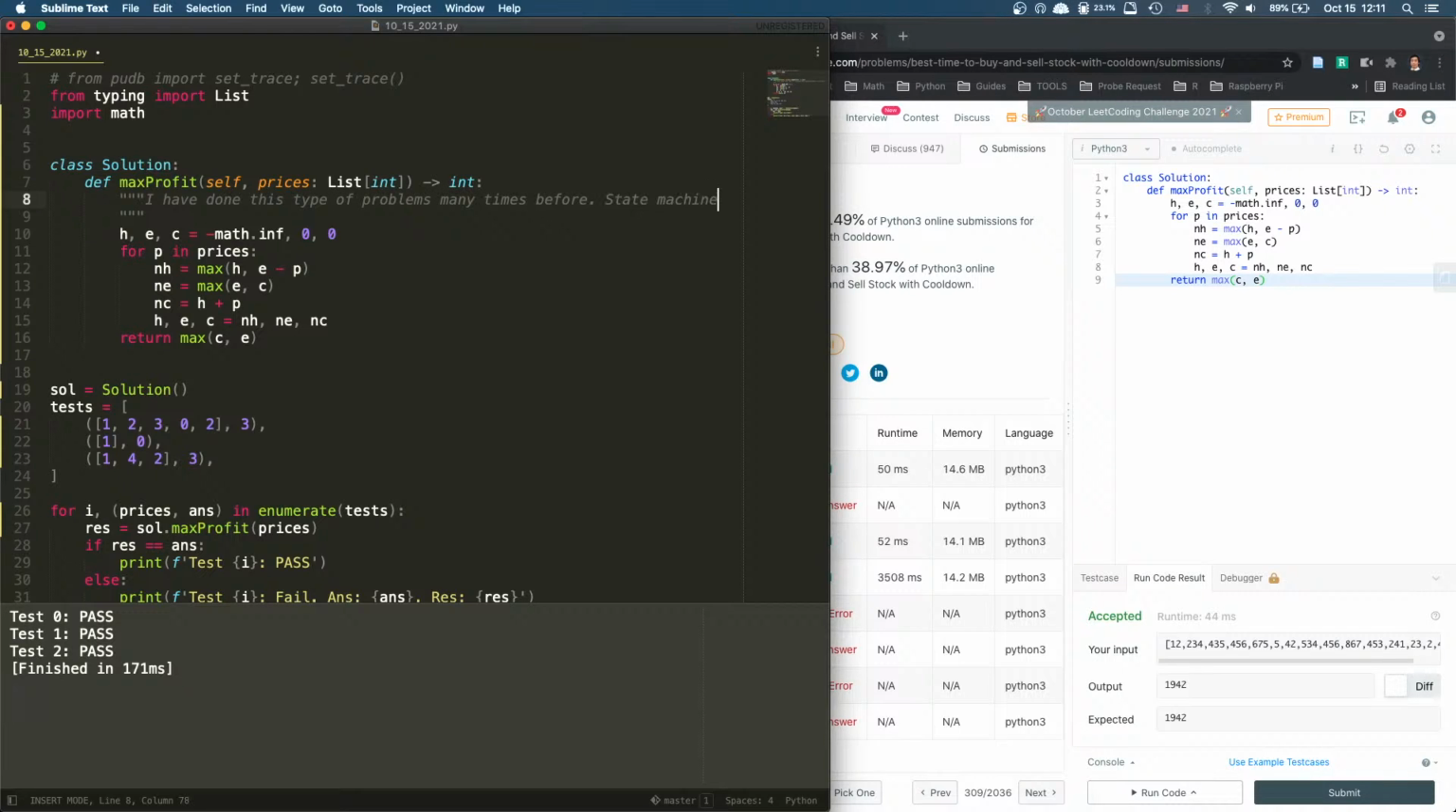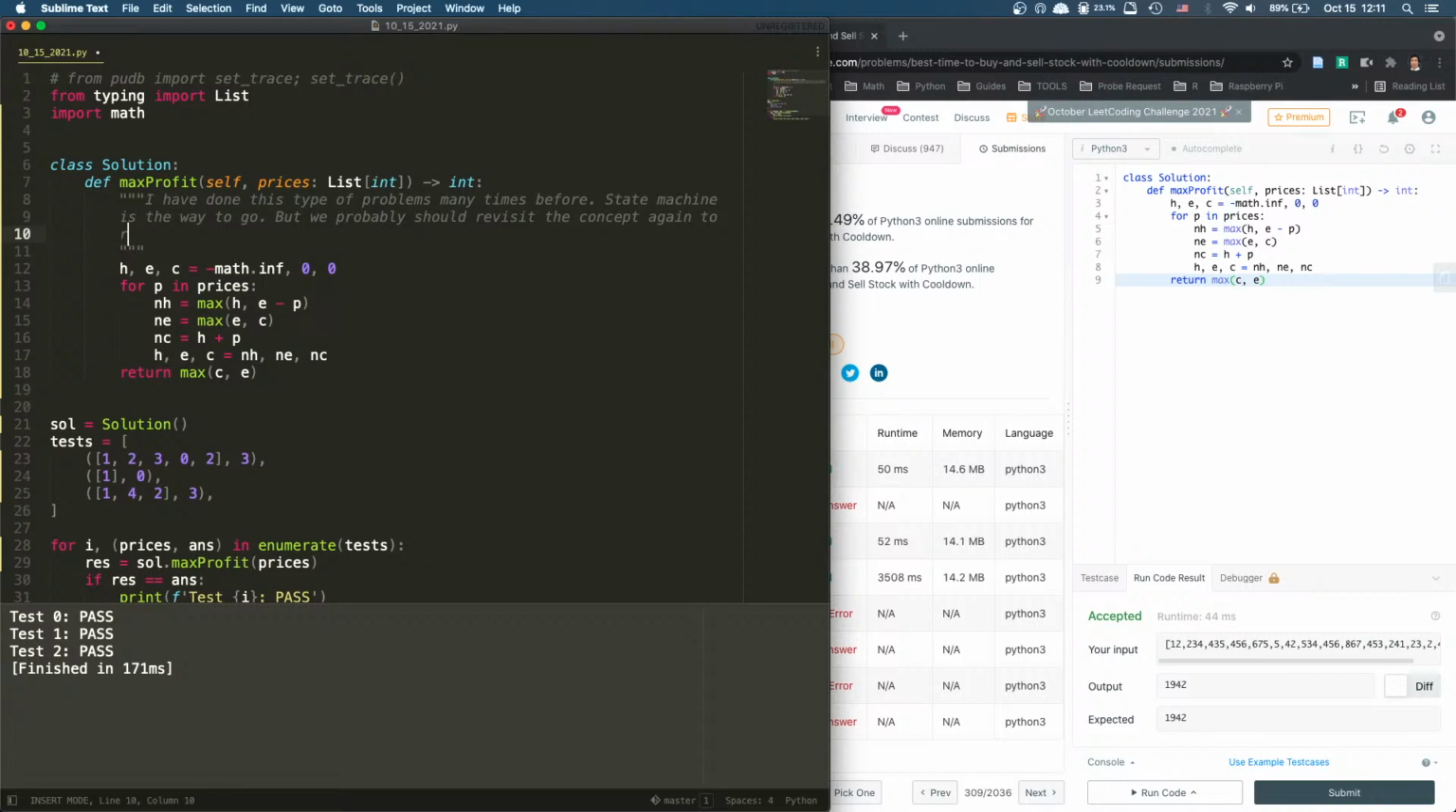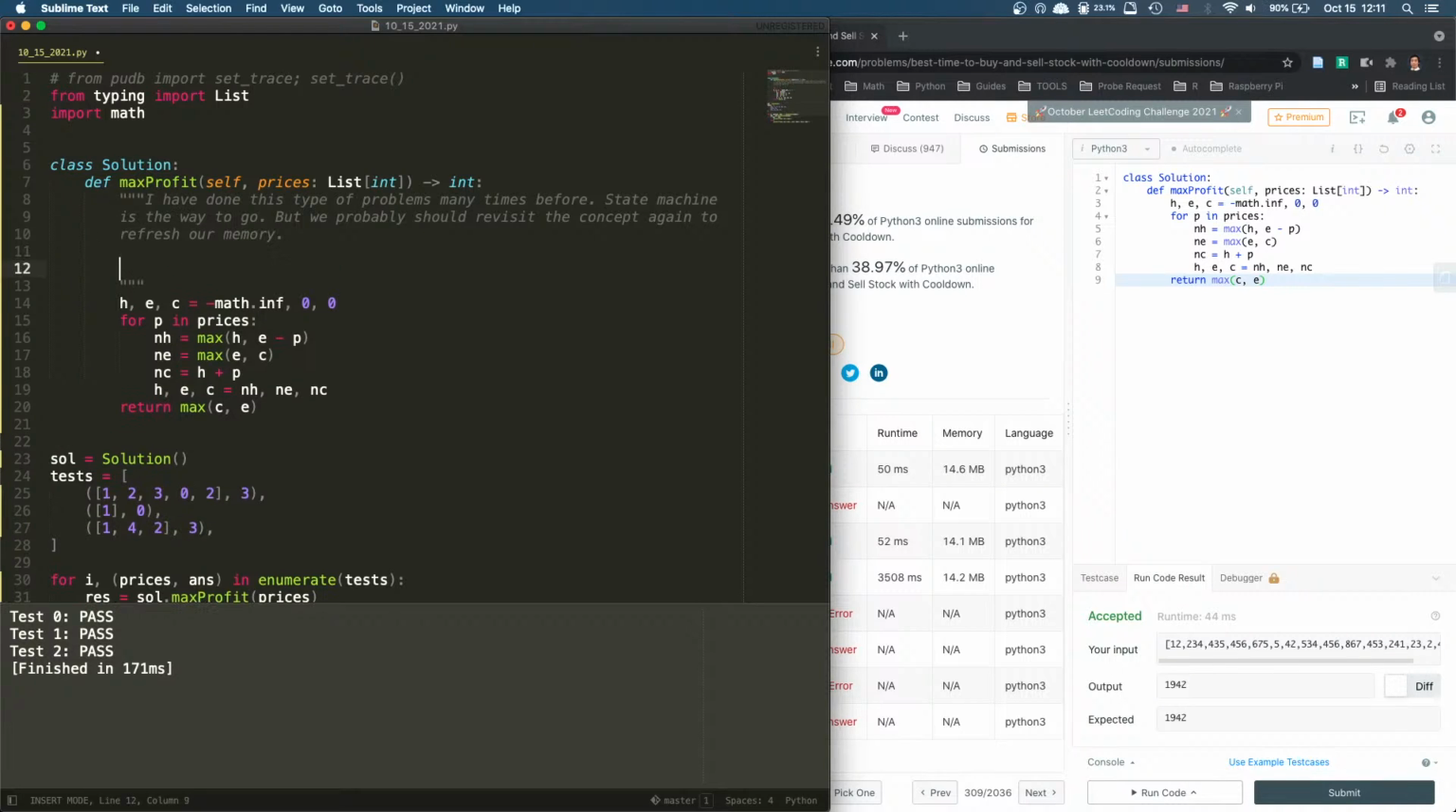State machine is the way to go, but we probably should revisit the concept again to refresh my memory on this. So for this implementation, we have holding, empty, and cooldown states, right?